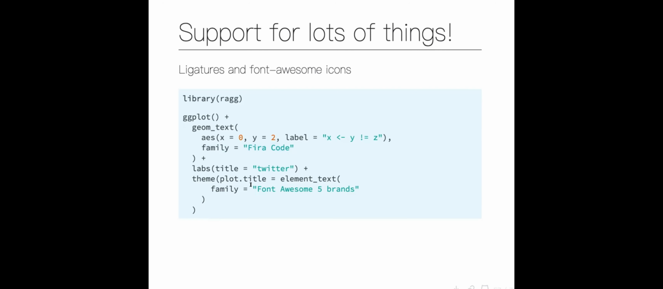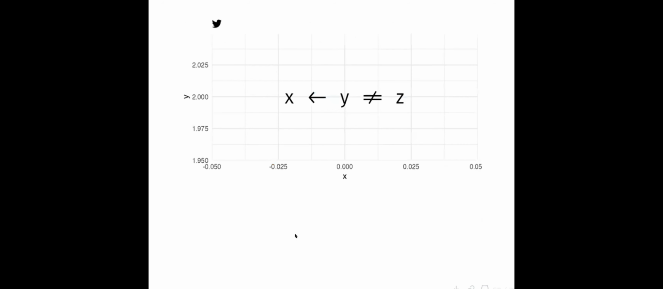Similarly, if you want to use something like Font Awesome, you can say the title is equal to Twitter, and then the family for the plot title is going to be Font Awesome. Okay, and then we get a plot, it looks like this.